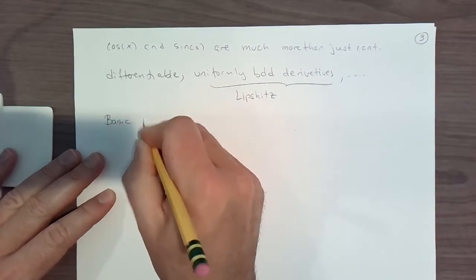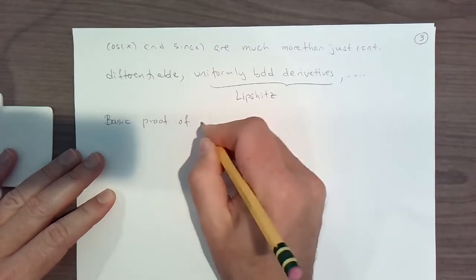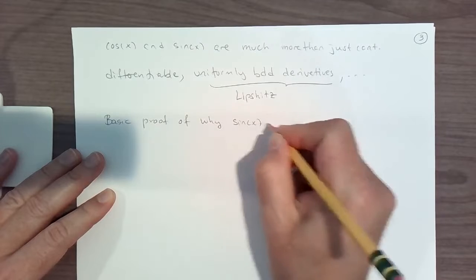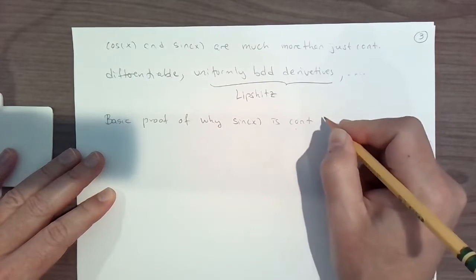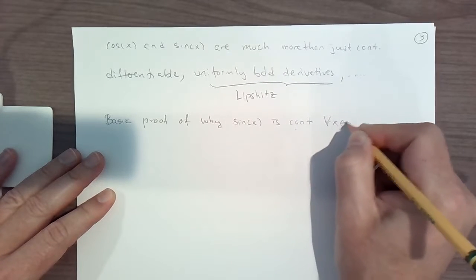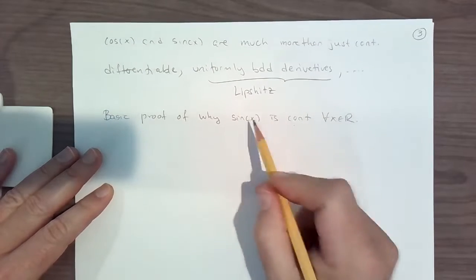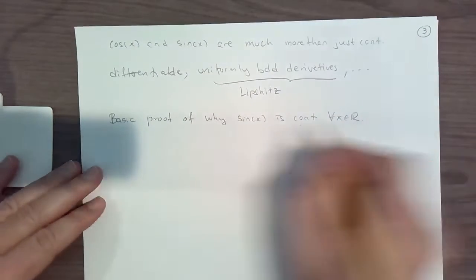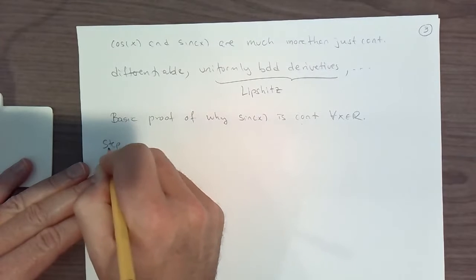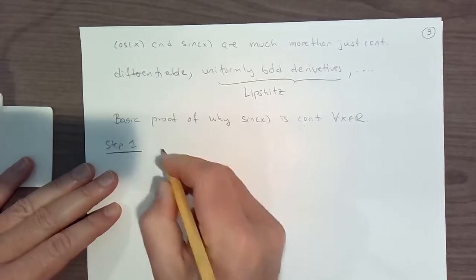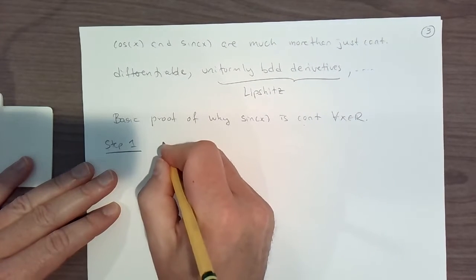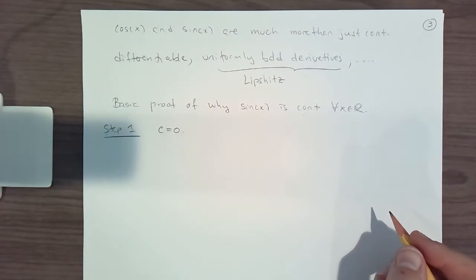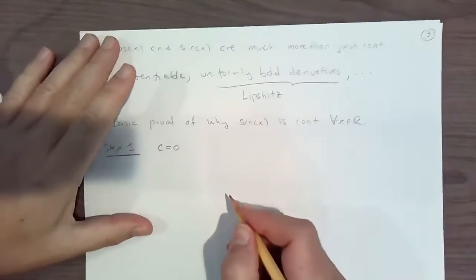So, a basic proof of why, say, I took sine is continuous. And this is going to be continuous for all x. Right now it's a one-dimensional object, it's just one function. So what is it we need to do? Well, let's prove first. Let's consider the point c equal to 0. Let's prove that sine is continuous at 0.